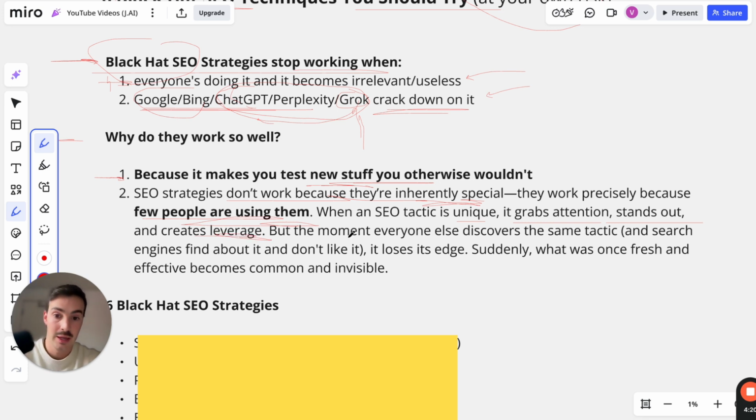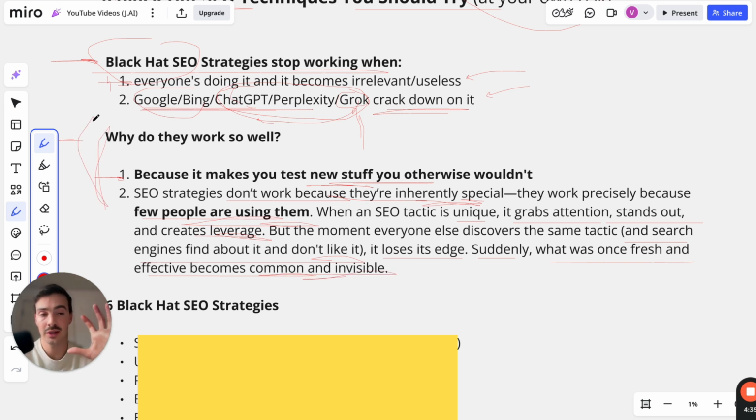It's all about leverage. But the moment everyone else discovers the same tactic and search engines find out about it and don't like it, it loses its edge. So suddenly what was once a fresh and effective strategy becomes common and invisible. So these are all more or less related, right?